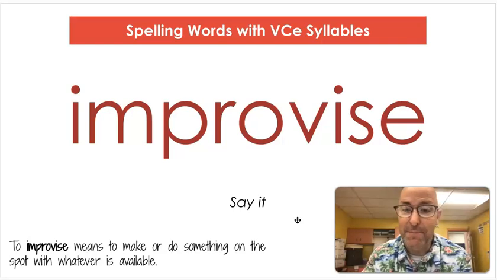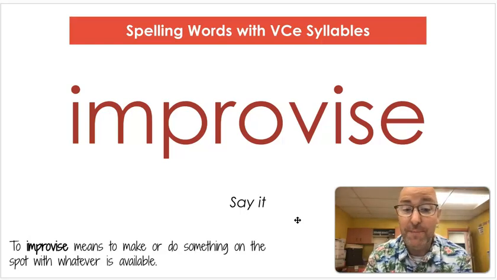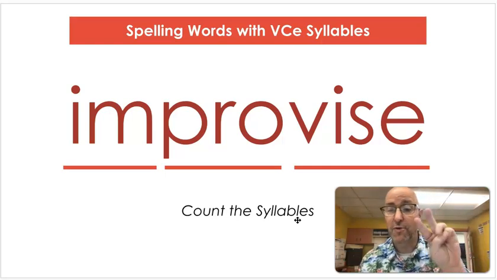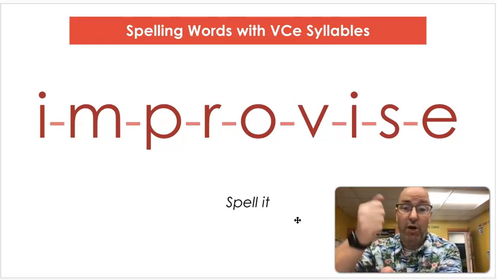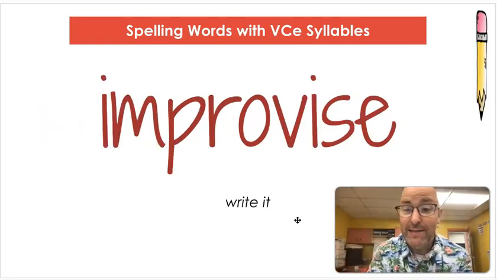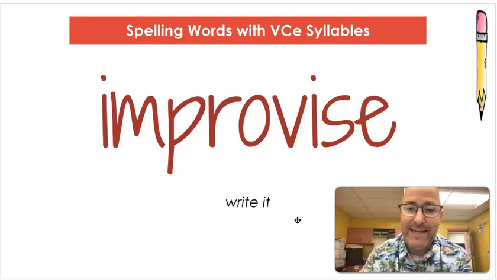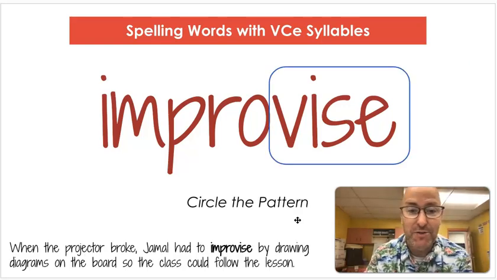Our next word is improvise. Say improvise. To improvise means to make or do something on the spot with whatever is available. Let's count the syllables. Improvise. Let's spell it. I-M-P-R-O-V-I-S-E. Improvise. And let's write it. What's that last syllable? That's correct. Vise. Make sure you circle it. When the projector broke, Jamal had to improvise by drawing diagrams on the board so the class could follow the lesson.